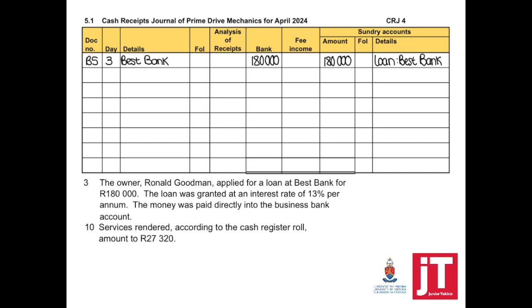Day 10, services rendered according to the cash register roll amount to 27,320. Source document, cash register roll, day 10, from who, services rendered, how much, 27,320, was the only transaction on that day, so we draw a line. How much did we deposit in our bank account? 27,320. For what reason? For fee income.